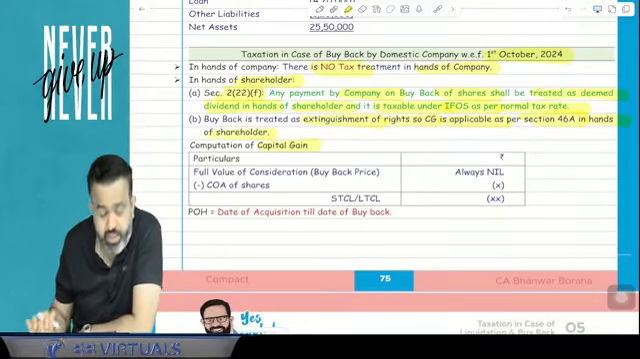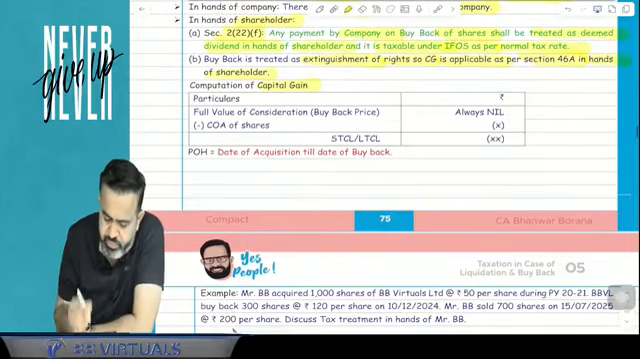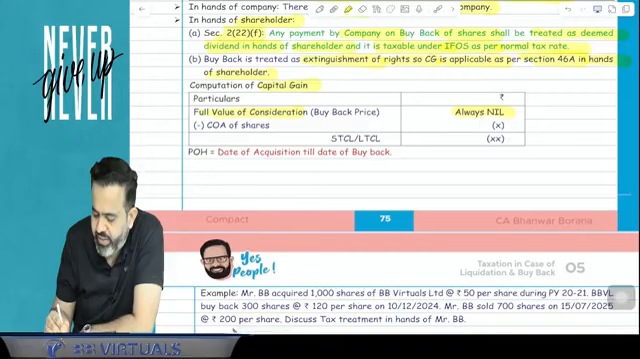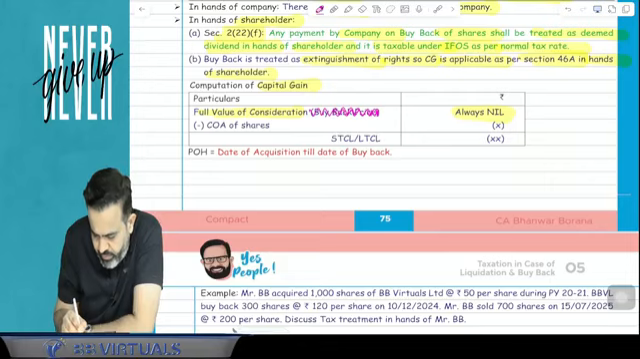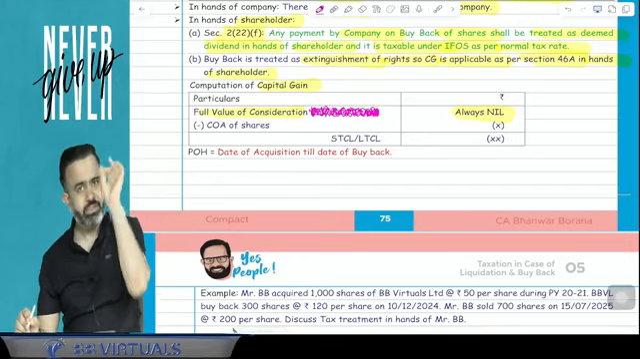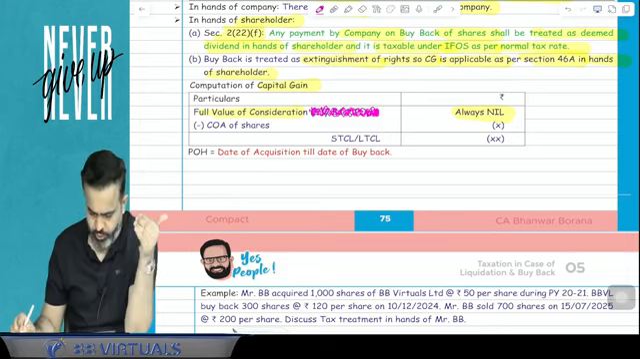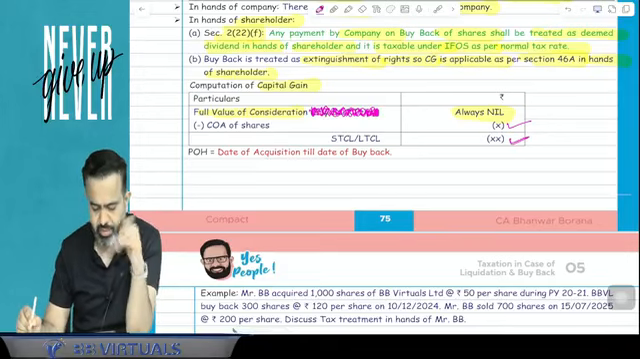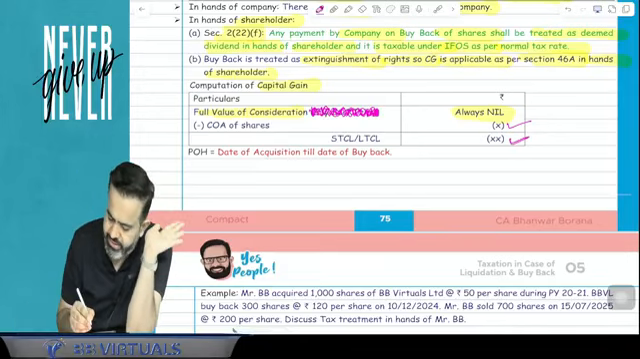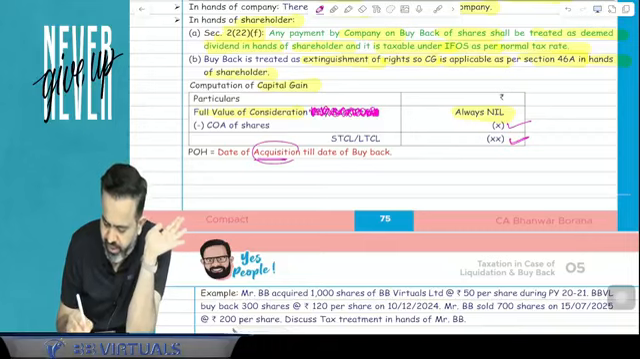Now, computation of capital gain, how you will calculate the capital gain? Full value of consideration is always nil. Guys, if the buyback price is written here, then just remove it. So your full value of consideration is always nil. Your cost of acquisition of share will be your short-term capital loss or long-term capital loss. And guys, your period of holding will be from the date of acquisition of share till the buyback.